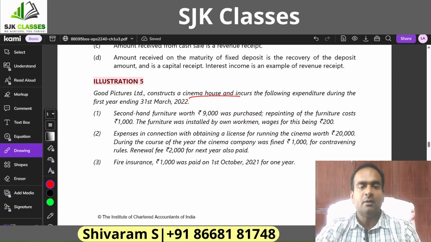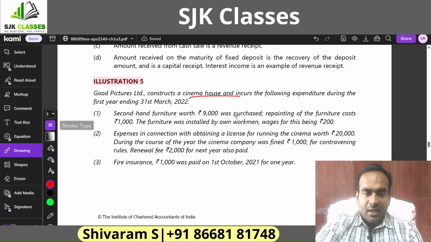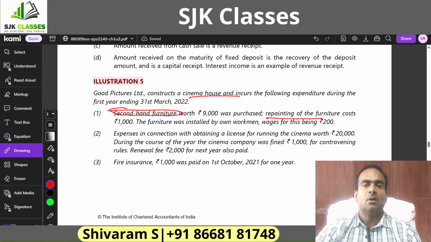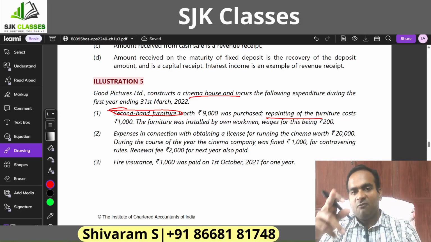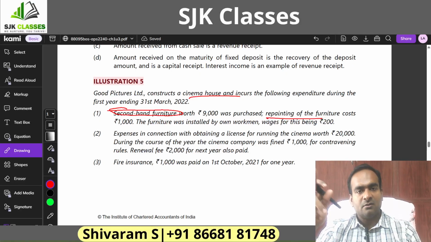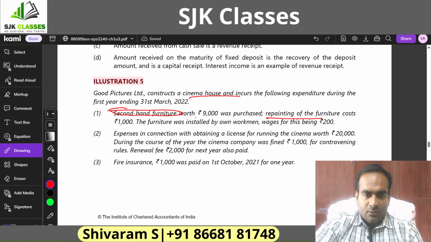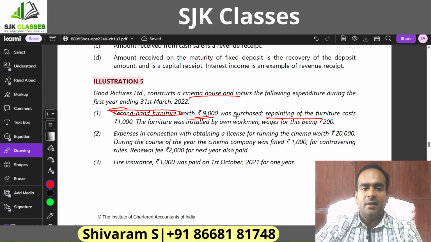So now coming back here, I am purchasing second-hand furniture. It's a key point. For the second-hand furniture, I am going for repainting. Without this repainting cost, will we be able to use the furniture? The answer is obviously no. So this will be taken as a capital expenditure.